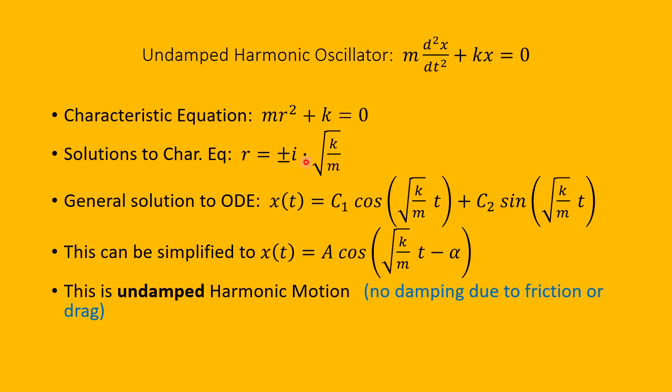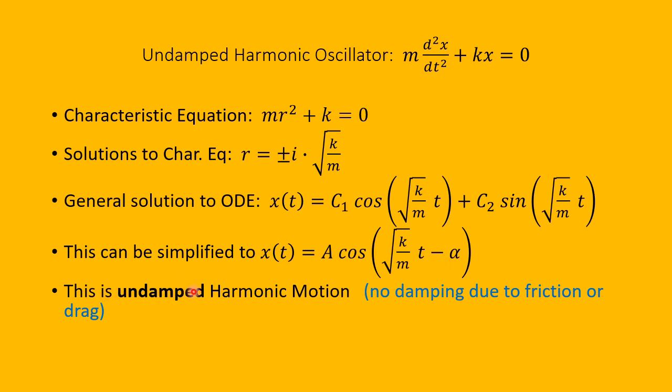In that case, the general solution to this ordinary differential equation, using facts that we already know about homogeneous constant coefficient linear differential equations with complex roots to the characteristic equation, x of t is going to be some constant times cosine of square root of k over m times t plus another constant times sine of square root of k over m times t. And we saw in a previous lesson that this can be combined and written as some amplitude times cosine of the square root of k over m times t minus a phase shift alpha.